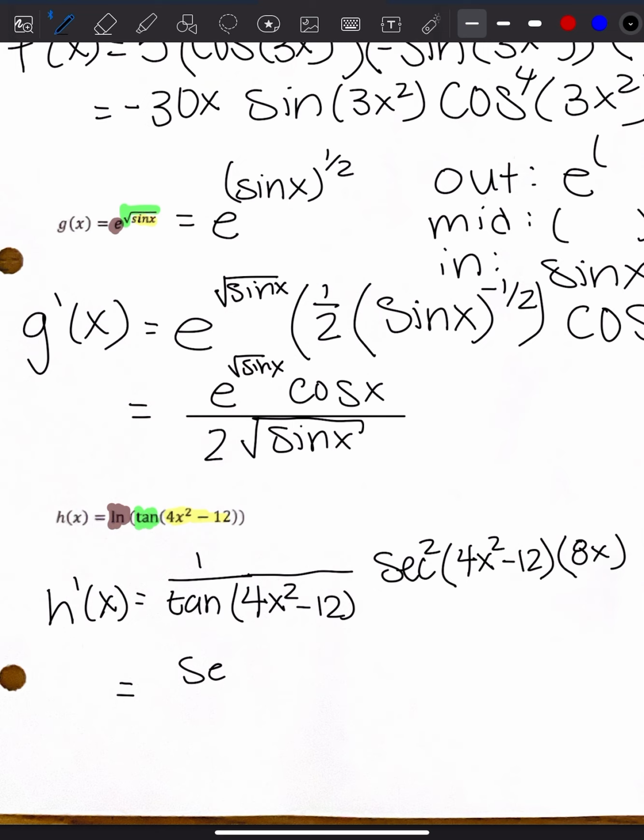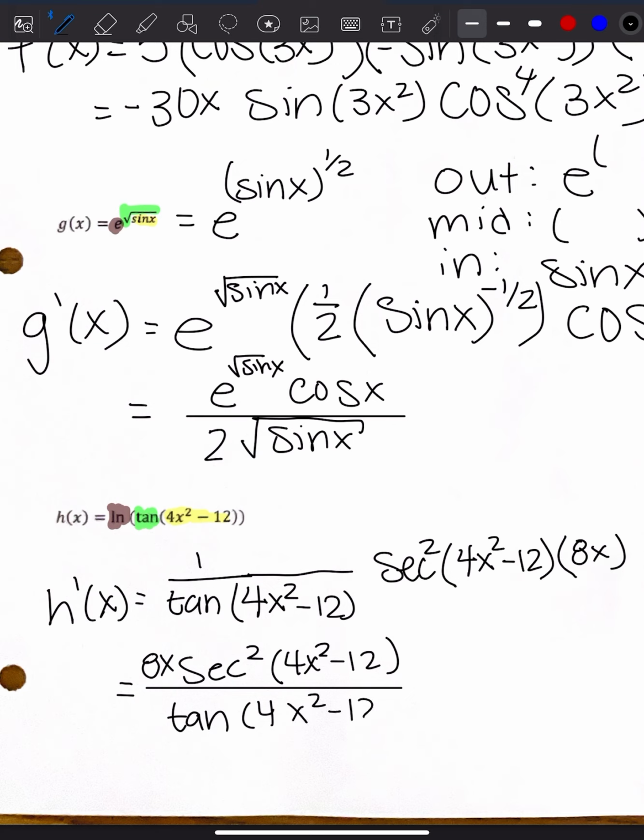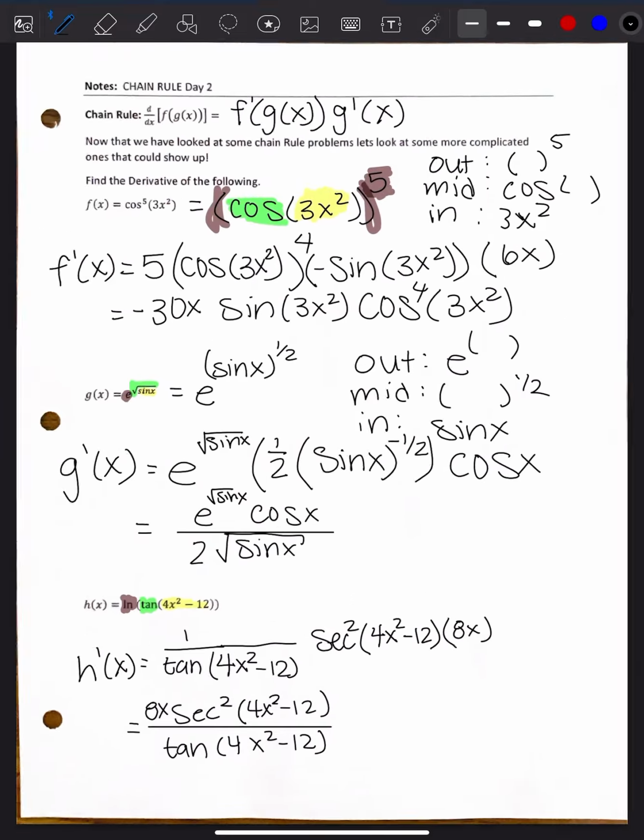So I have secant squared of 4x squared minus 12 times 8x, all divided by tangent of 4x squared minus 12. There's a chance that we could simplify a little bit more, but it just kind of depends on what our problem is, what we need to do. So we might have been able to do something with our secant squared and tangent, but we don't need to right now.